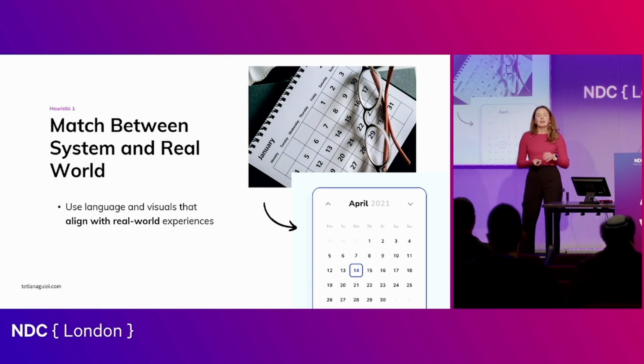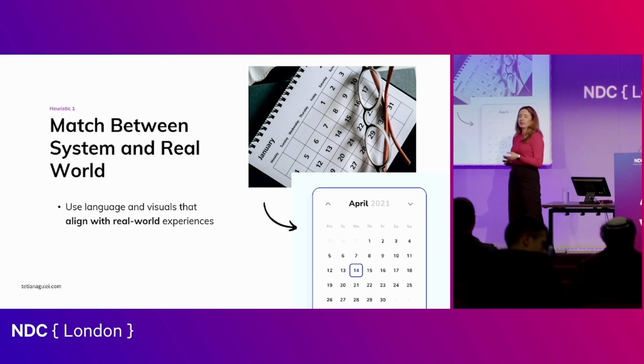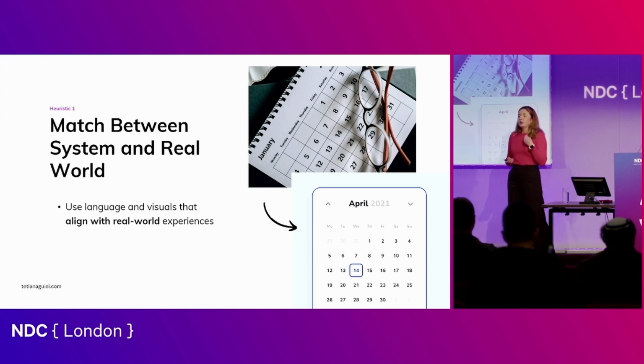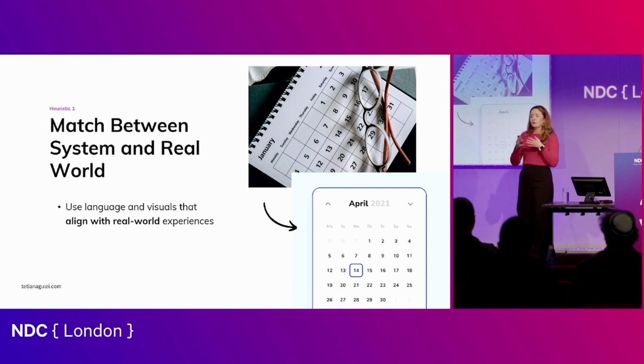So the first one is matching between system and real world. And that means that your interface has to use human language and visuals that are really understandable for users. Not something like exception, error, or code doesn't comply, but something that someone who doesn't understand the programming language can really get.